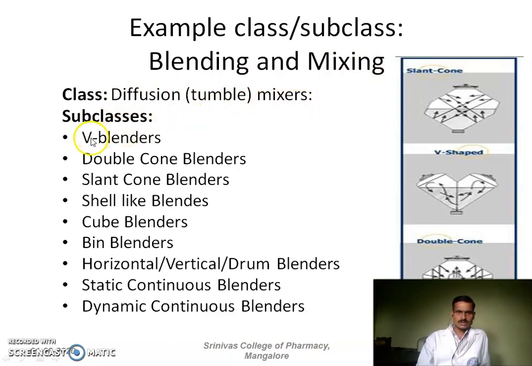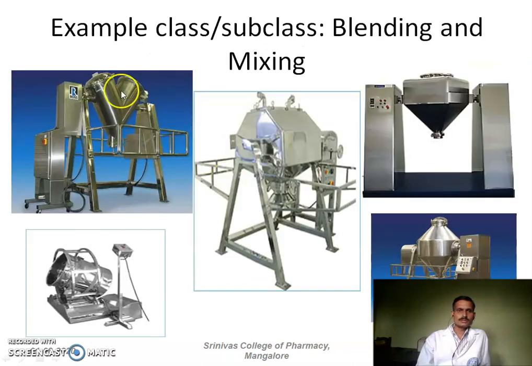Here the class is diffusion or tumble mixers. So subclasses, we have V blenders, double cone blenders, slant cone blenders, shell blenders, tube blenders, bin blenders, horizontal and vertical drum blenders, static continuous blenders, dynamic continuous blenders. So here the main principles remain the same, but how the mixing process will change, how the mixing pattern changes, that we have to see. And we have to evaluate. You can see various class equipment for mixing. This is mainly used for final blending.